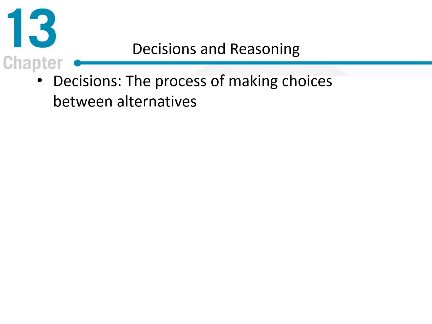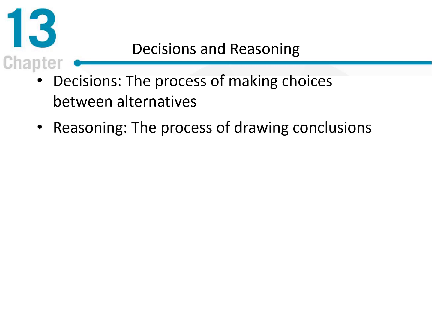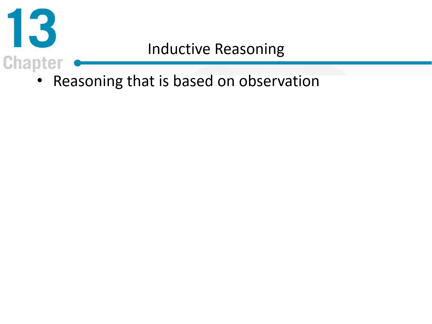Now first let's define decisions and reasoning. We define decisions as any kind of choice process in which we have to decide between alternatives. And reasoning is how we do that. So it's the process of drawing some conclusions about the alternatives that were given in order to get us to making a decision. Now, the first type of reasoning we'll look at is inductive reasoning.